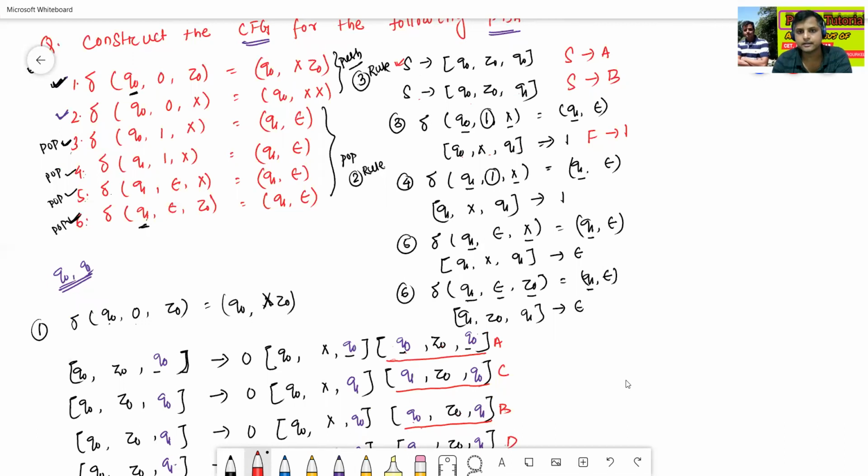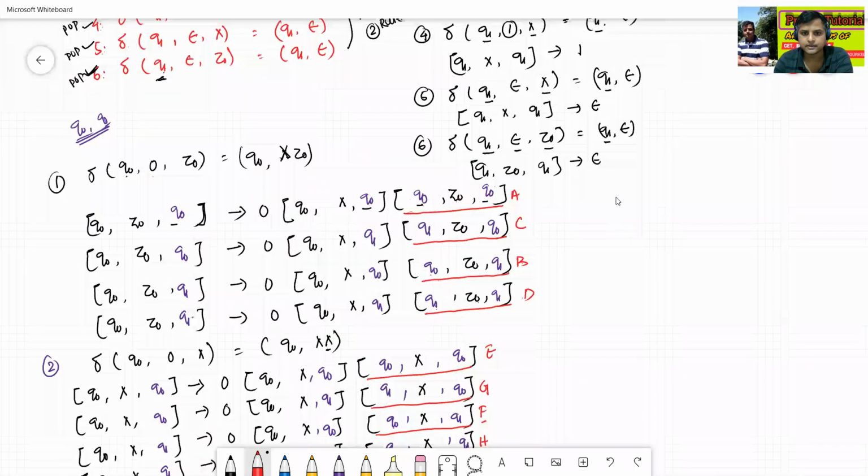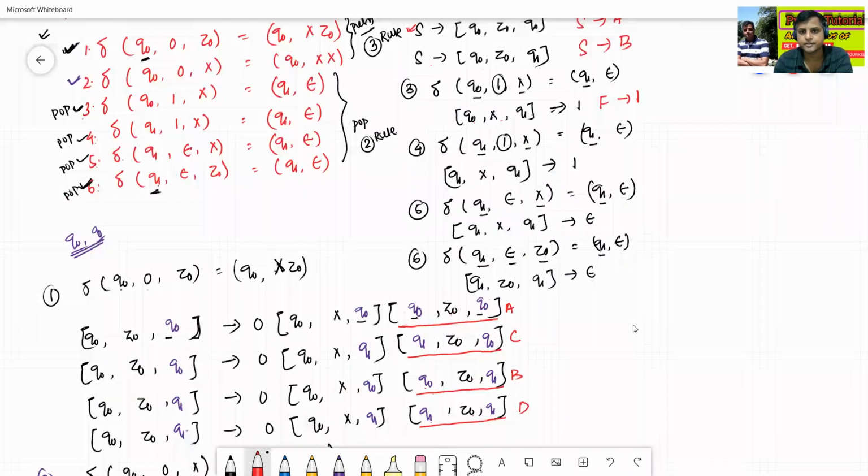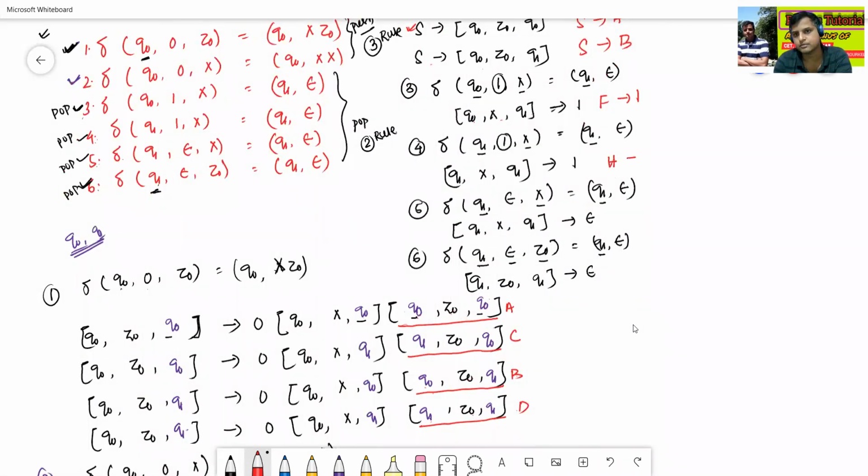Okay. Then this one is Q1, X, Q1. This is like H. Q1, X, Q1 means H. So this one is H to 1. Q1, X, Q1 means H, H to epsilon. Q1, Z0, Q1 means D. D to epsilon. Okay.